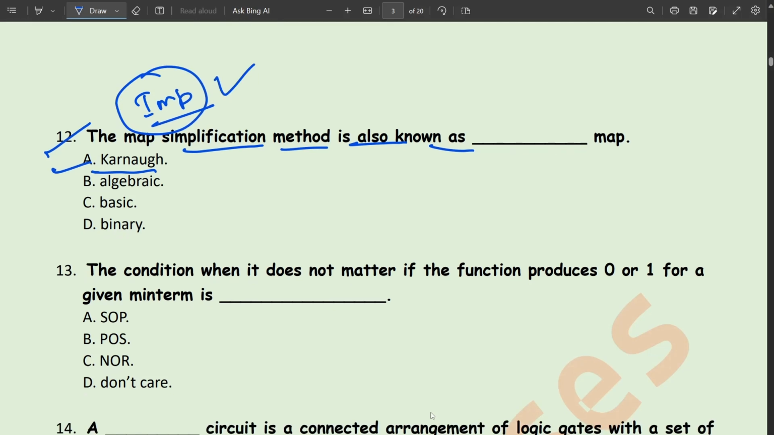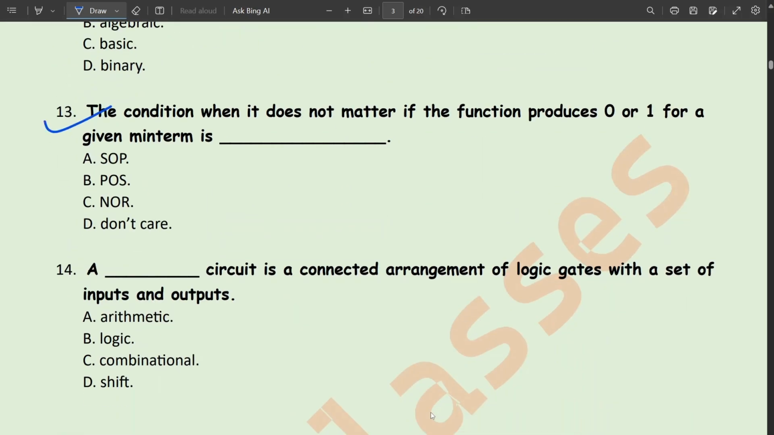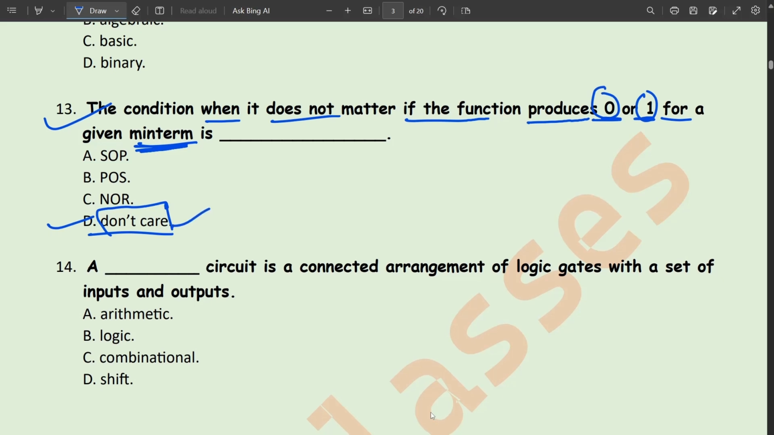Note down. Next, the condition when it does not matter if the function produces 0 or 1 for a given minterm. The answer will be don't care. In any minterm, it can produce 0 or 1. The answer will be don't care, option D.